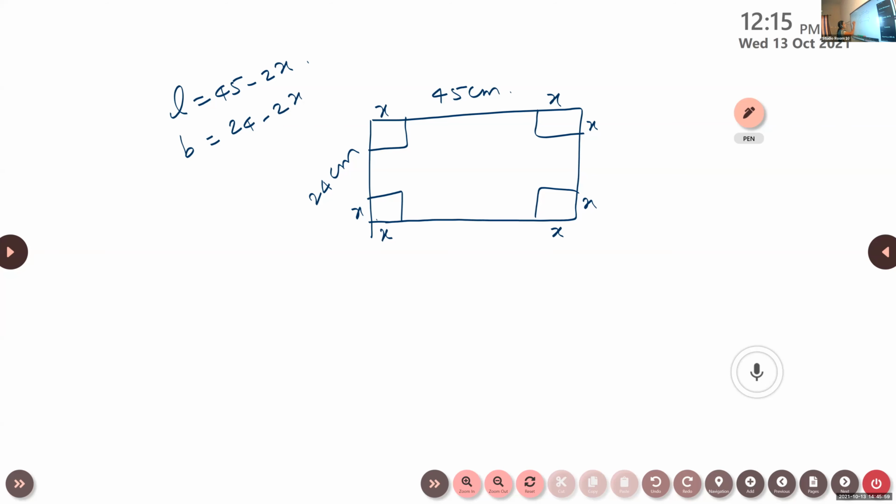And what will be the height? She folds this side. Okay, so this folding will become the height. So height will be x. Now look at the third one. What is the volume of the box?